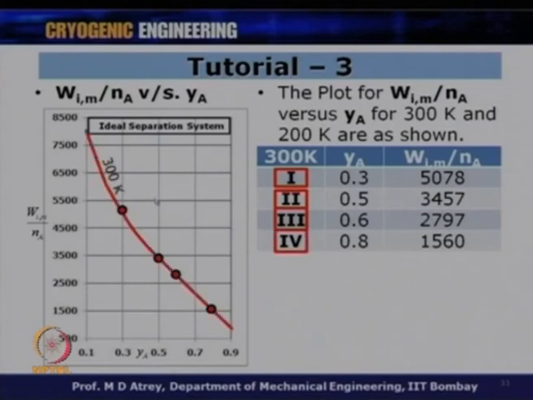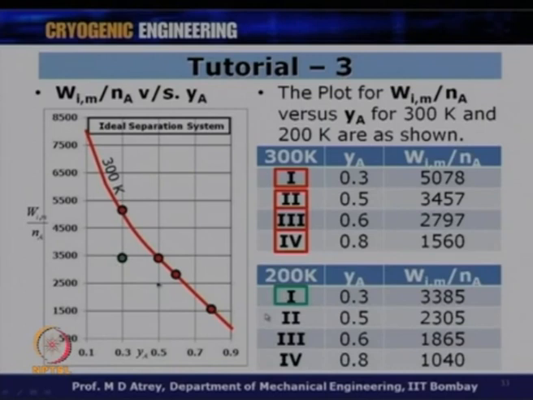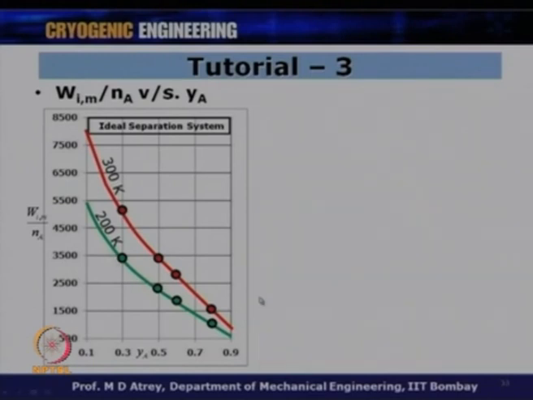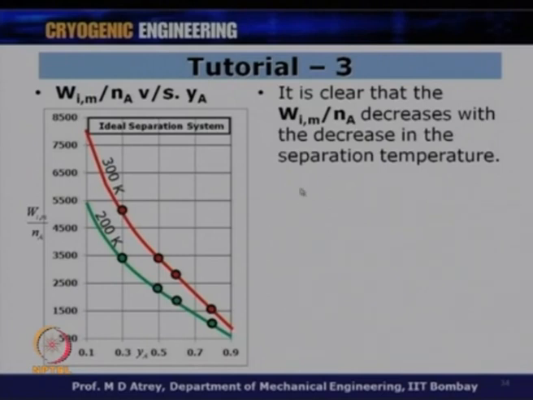And if I join them, what you can see is that as the value of Ya increases, the work of separation of the mixture per mole of gas A decreases, and this is for 300 Kelvin. If I do it for 200 Kelvin, I find the work of separation has decreased per mole of gas A at 200 Kelvin. So, the conclusions that can be drawn here are similar to what we saw earlier. It is clear that Wm upon Na, that is work of separation per mole of A, decreases with the decrease in separation temperature.